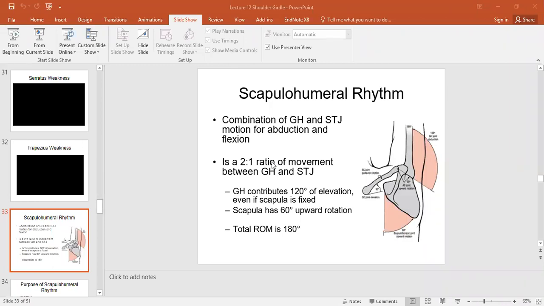But you've got 30 degrees of AC joint upward rotation. So all of those things, if you have full shoulder abduction, it's a minor miracle because all those things have to happen at the same time. You can't have a loss in one and have full motion.